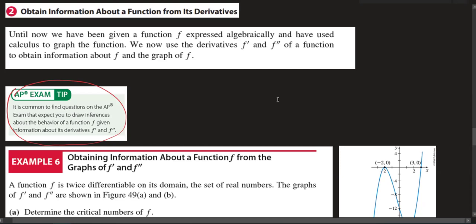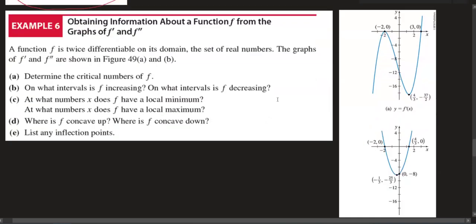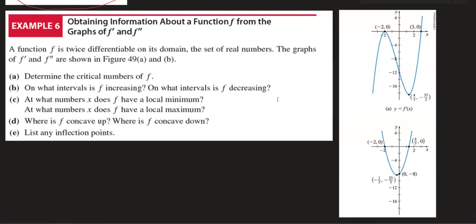Now, here's where we have to be careful, because we have an original function, the first derivative, and the second derivative. You have to be careful about which function they're asking you questions about, and which function, the original, first or second derivative, they're giving you information from. So for example 6 here, we want to do these 5 things. So look at the conditions.